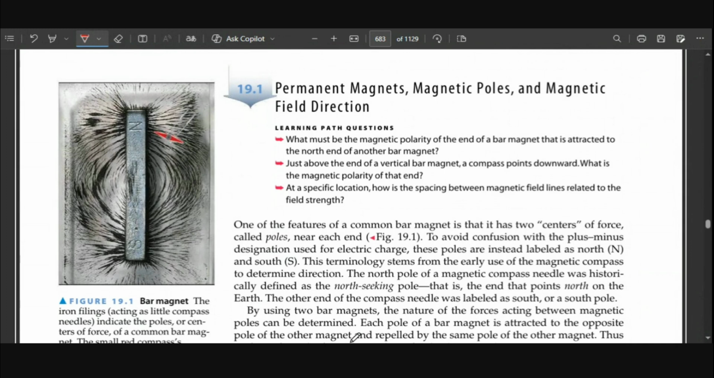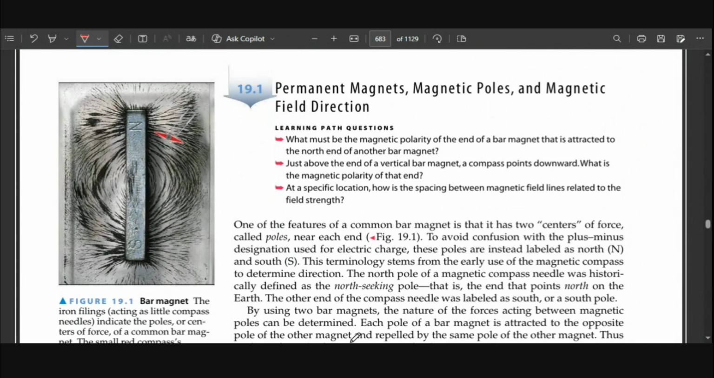The magnet has different poles at the ends, at the corners generally, and because of those poles, we do observe that it can create a magnetic field from itself. Here you can easily see in this diagram, 19.1, which is a diagram of a bar magnet. What we have done here is sprinkle some iron filings, or you can say some iron powder, around the bar magnet.